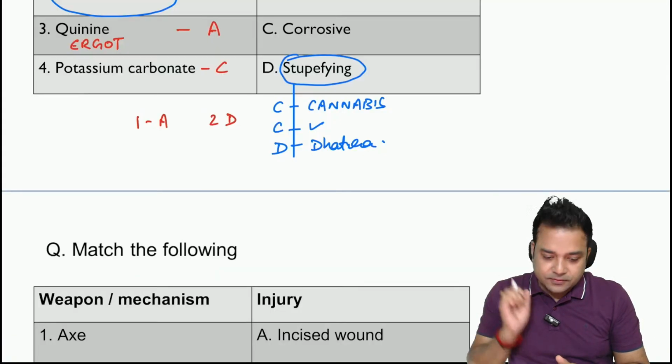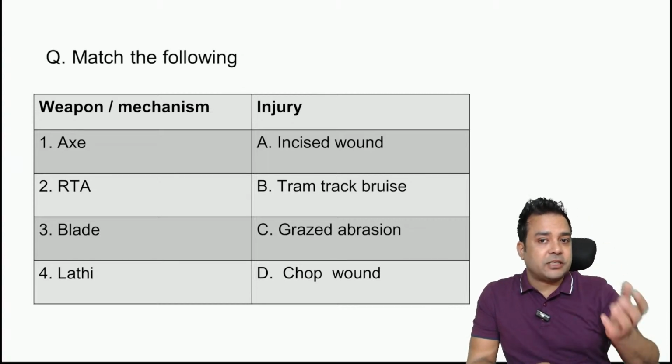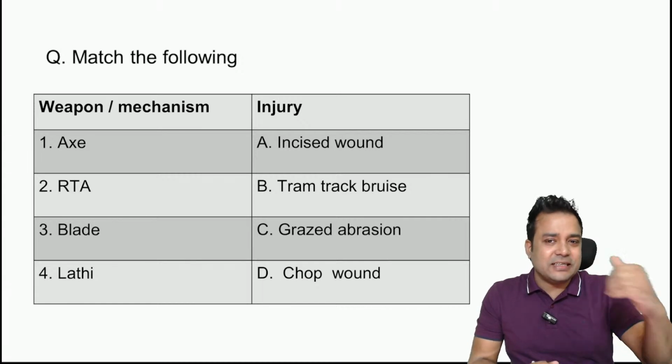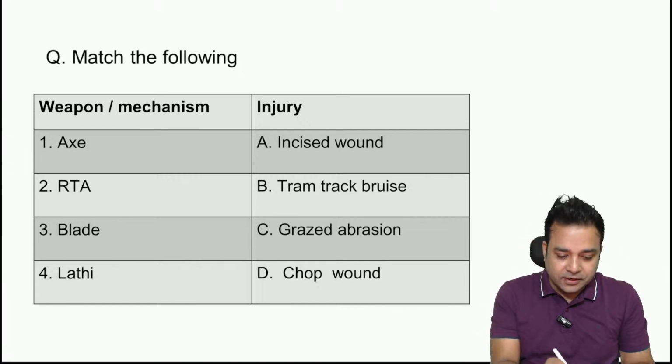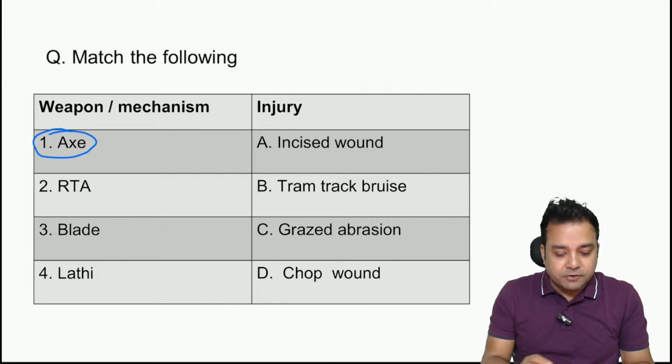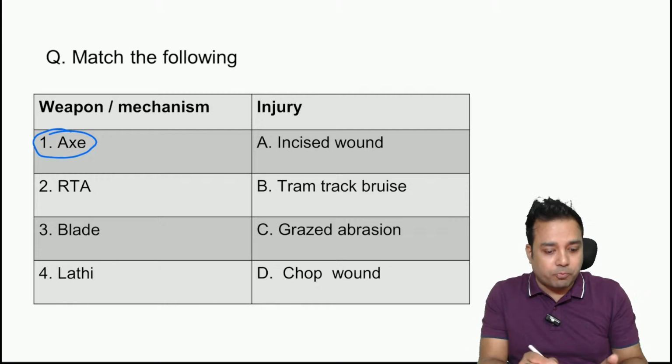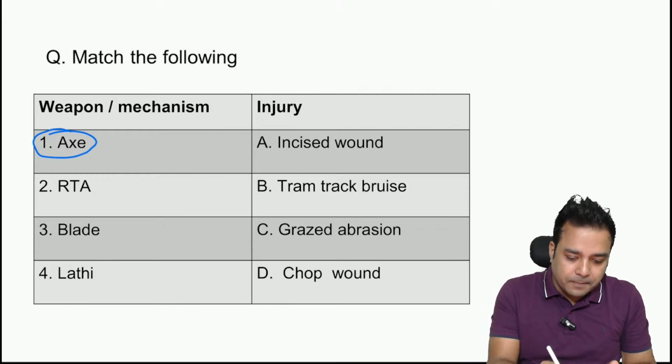Next one. Match the following weapons with injuries. This is another set of match the following questions from my subject, and it is a comparatively very easy question. Axe is a heavy sharp edge weapon and it will lead to injuries having clean cut margins with deeper extensive damage called chop wounds. So I will write D over here.